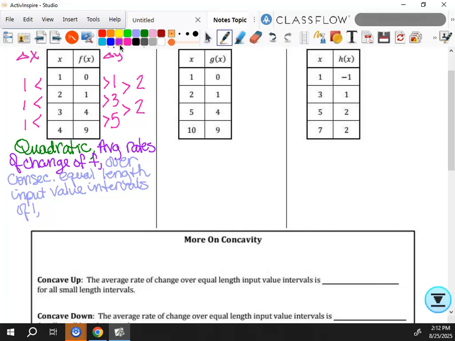Right. So my average rates of change of f, I have to go back and finish what I was trying to say in purple, right? Average rates of change of f are changing. How are they changing? At a what? Constant rate. Good. At a constant rate.